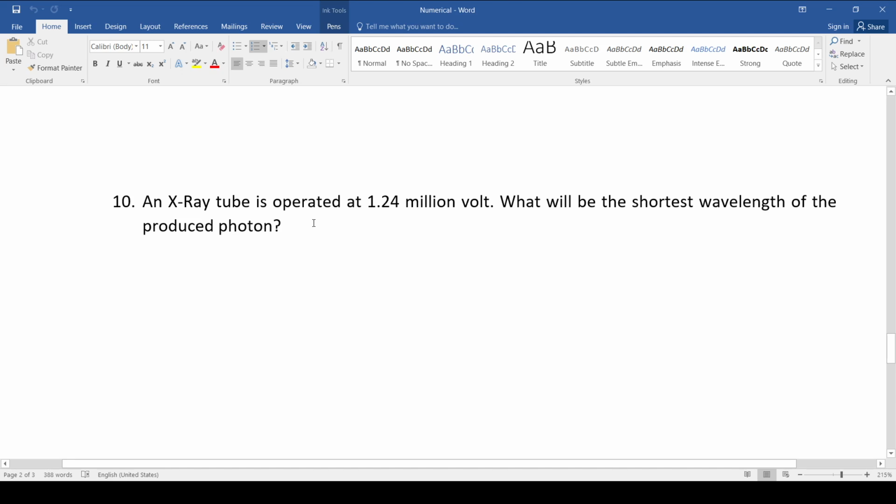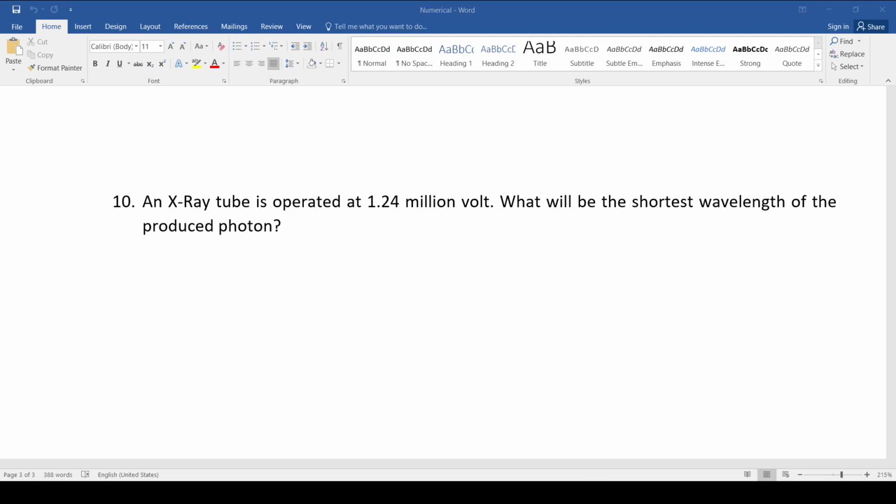So an X-ray tube is operated at this much voltage, 1.24 million volt, quite high voltage. In that case, what will be the shortest wavelength of the produced photon? Photon means X-ray photon. A photon is the elementary particle which makes up electromagnetic radiations, like X-rays. So we have to calculate the shortest wavelength of the X-rays.